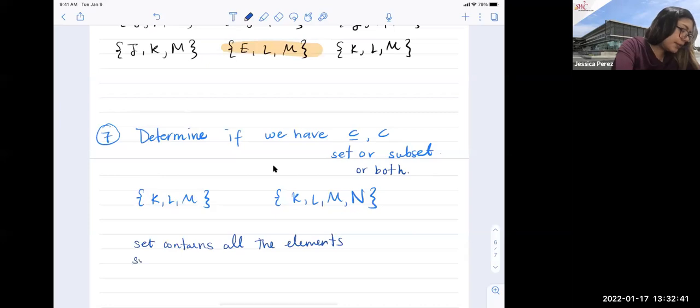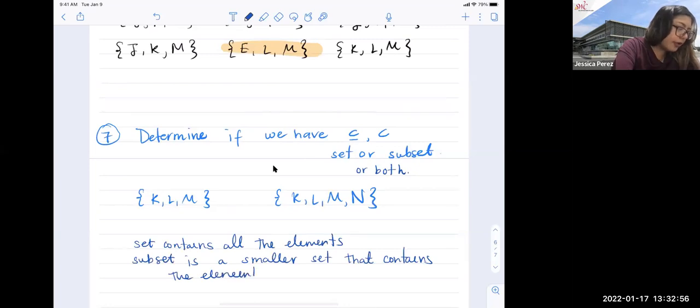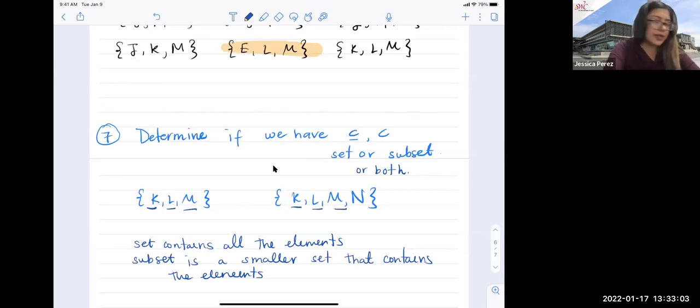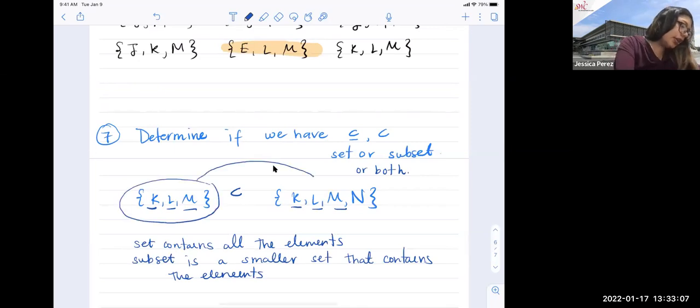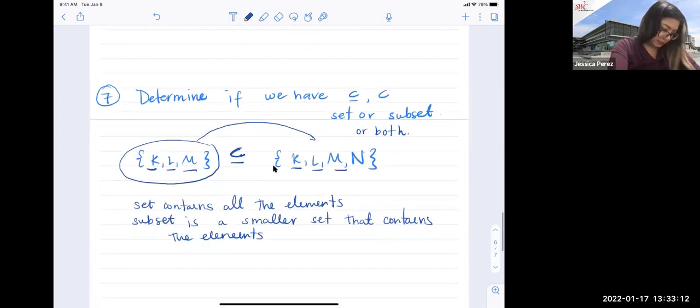And a subset is a smaller set that contains all the elements. So first of all, K, L, M. Okay, this is a subset. And all of these are in here. So this is also a subset.